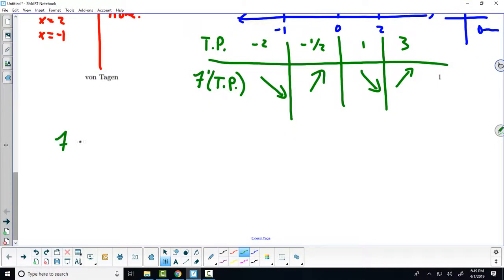f is decreasing on the interval from -infinity to, so this whole region here, right? This test point was arbitrary. I could have picked -750. For any test point between -infinity and this critical number here, the function is decreasing. It is also decreasing from 0 to 2.